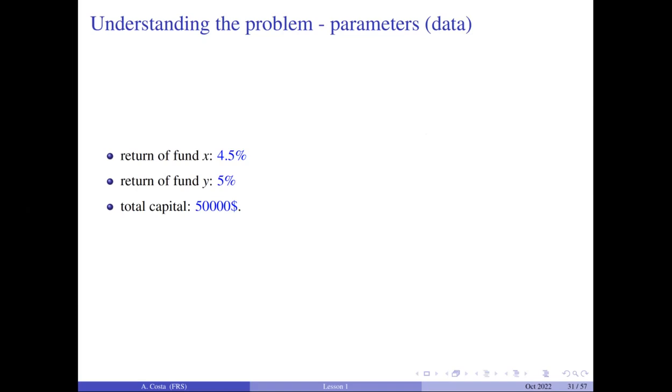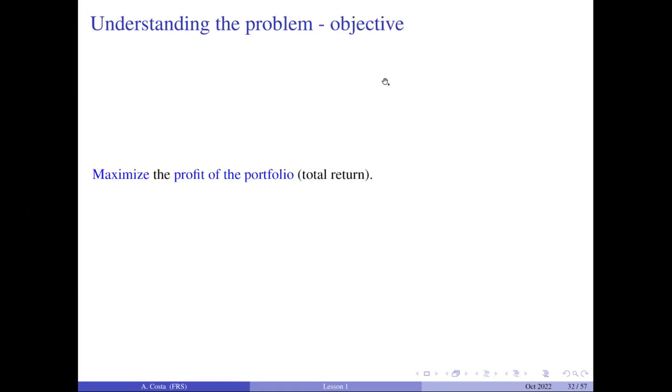So let's start from the parameters or data. Well, as you know, the parameters, the data, are the numbers we know before solving the problem. What are the numbers we know currently? Well, we know the return of the fund X is 4.5%. We know the return of the fund Y, 5%, and we know the total capital, 50,000. So these three numbers represent the data of the problem. Then we also know the objective function. We want to maximize the profit of the portfolio, so the return of the portfolio.